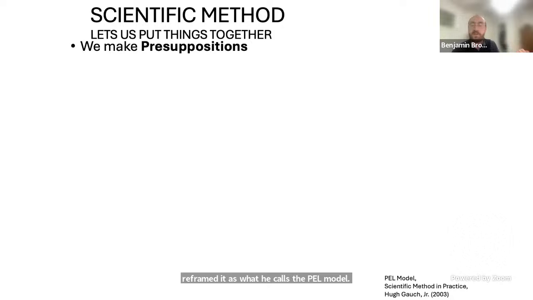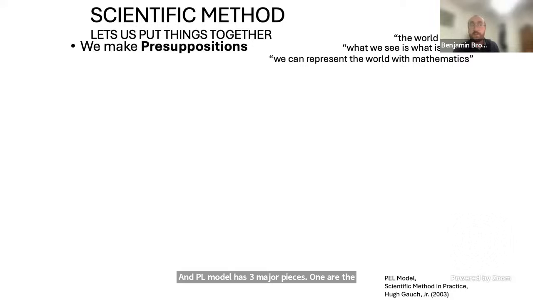One are the presuppositions that you have about science. These include that the world exists, that what we see is actually there, that we can represent the world with mathematical formulas. These are crucial to the scientific method, but they're rarely talked about. They're kind of ignored as a foundational infrastructure that's at the base level.